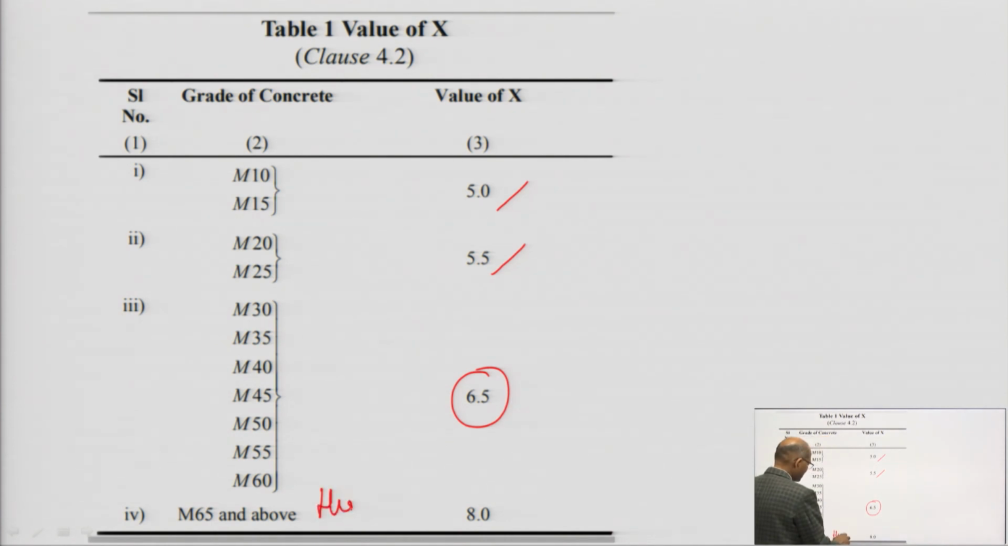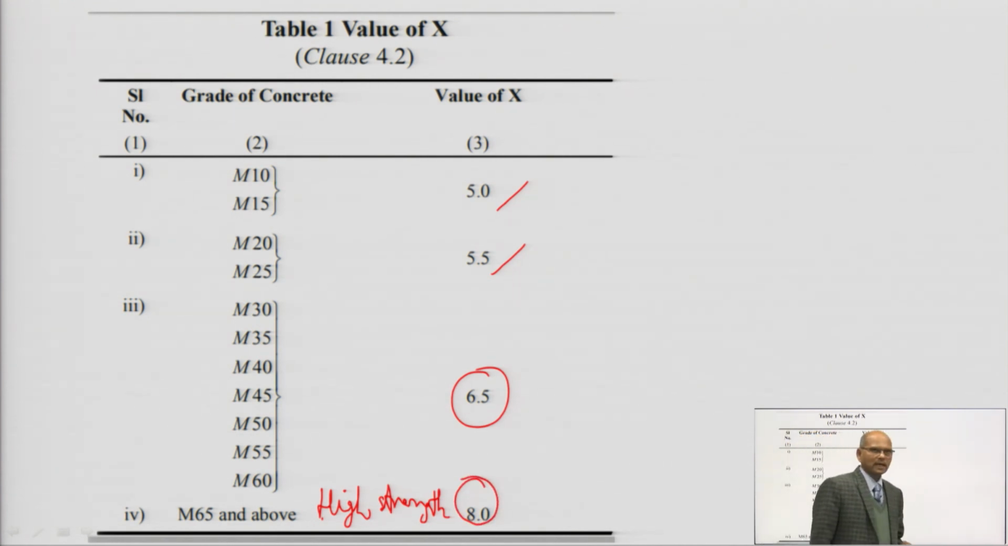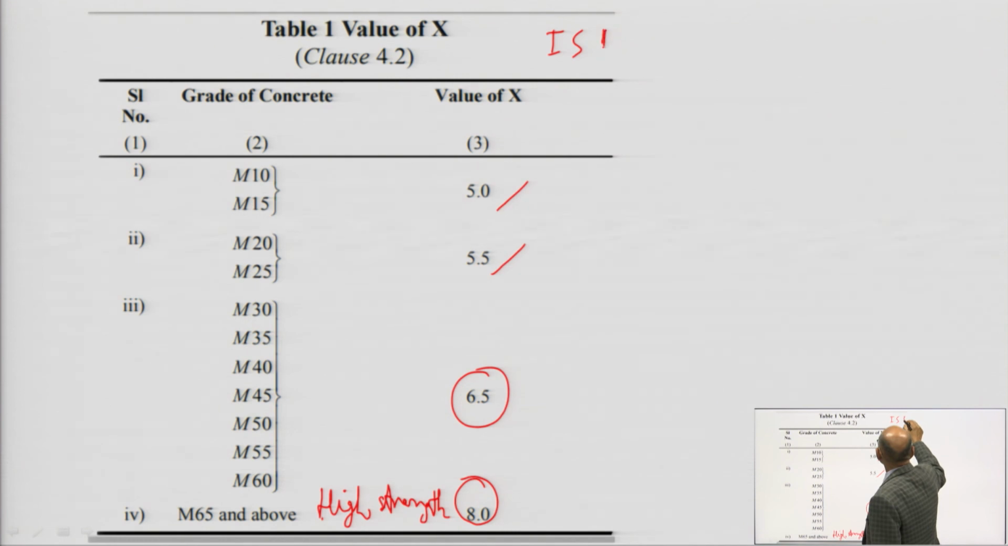So, if you are using the high strength concrete category, then minimum you have to increase 8. Okay. So, this data has been given in Table 1 of IS 10262:2019.